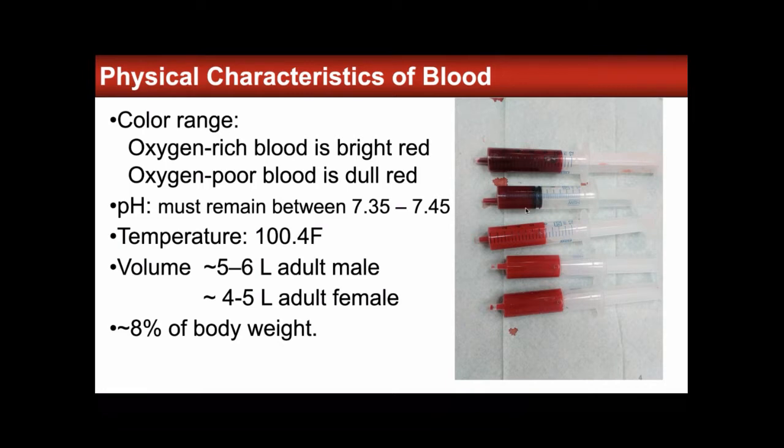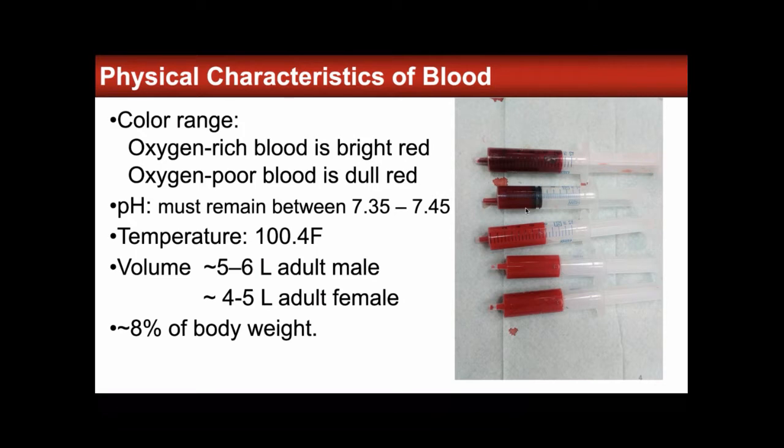Blood pH is super tightly controlled between 7.35 and 7.45. The reason why, again, to remind you, the reason why pH is so important is that proteins have a specific pH that's optimal for their functioning. And if you get outside of that pH range, then the proteins denature.